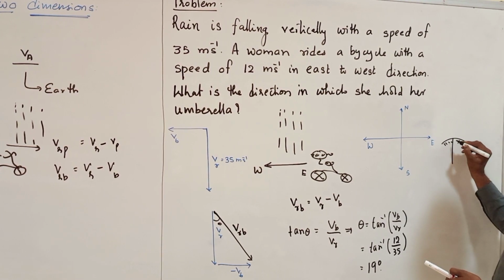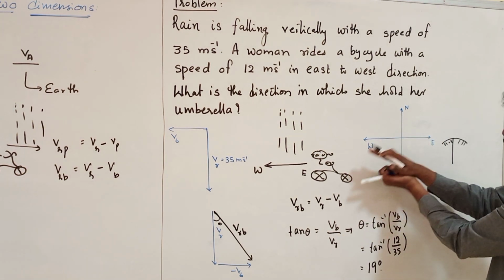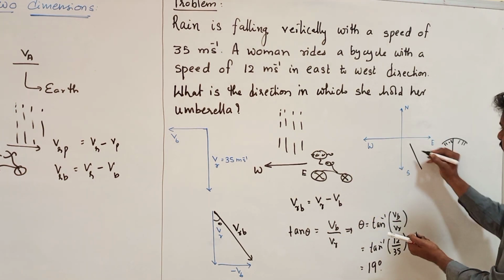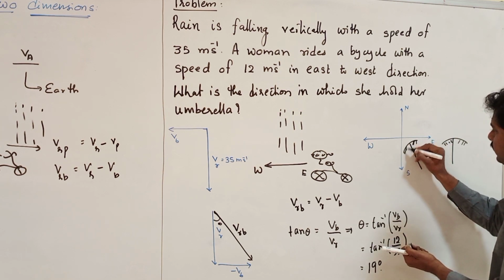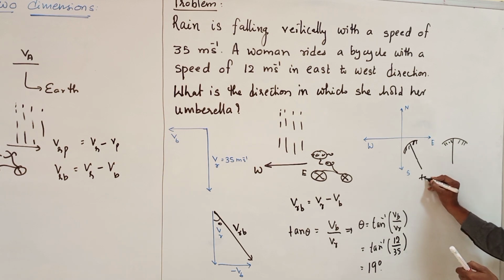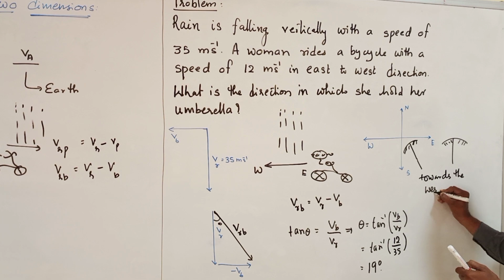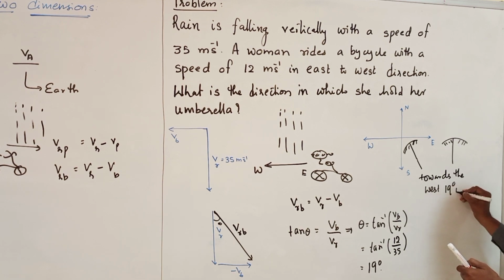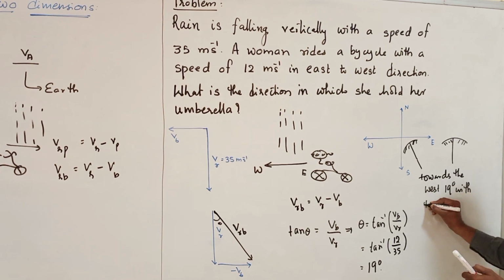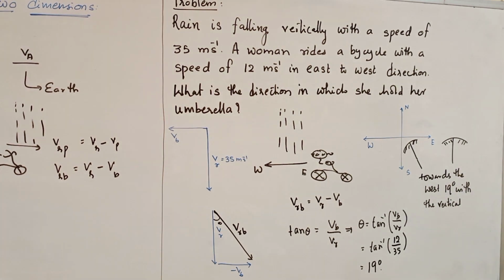Now what will you do? Just turn towards the west, so that she does not get wet. Now this is the direction towards the west, making 19 degrees with the vertical, so that she can protect herself from the rain by using the umbrella.